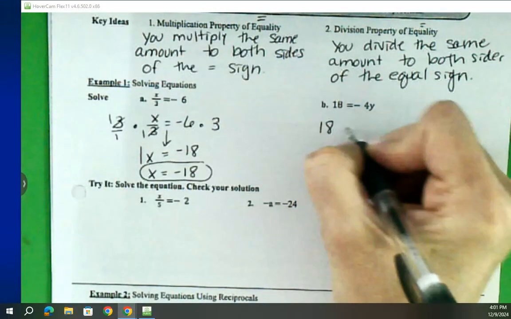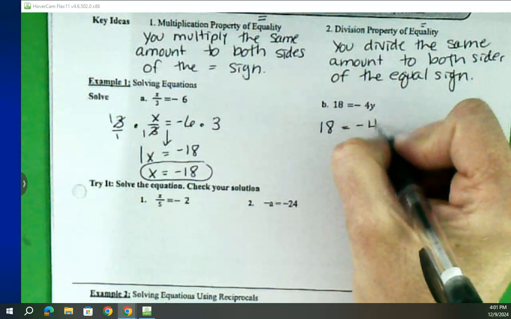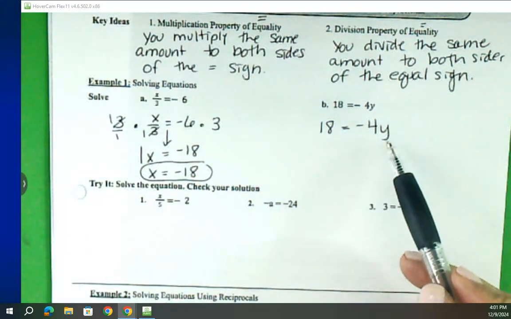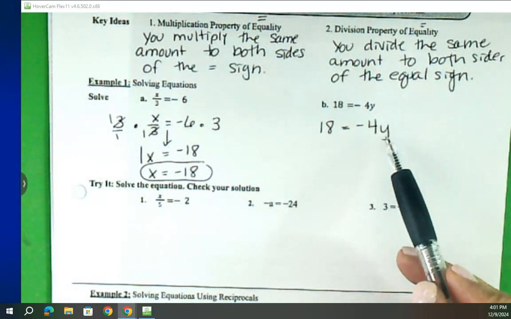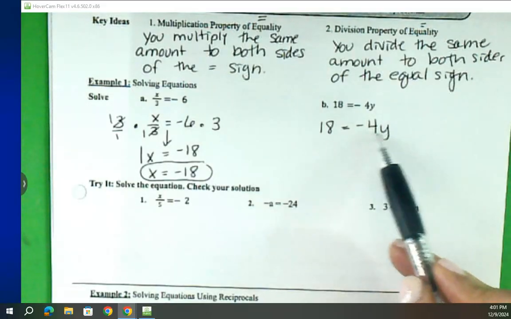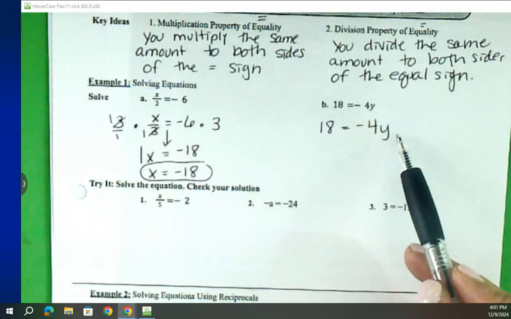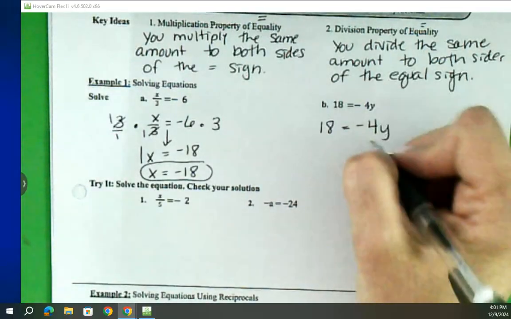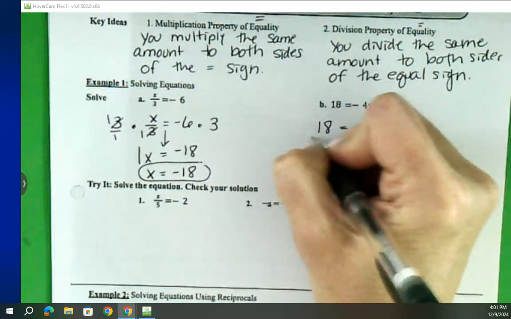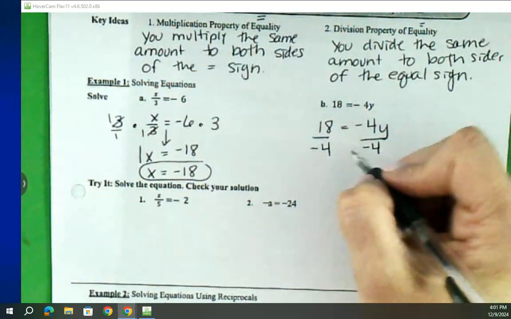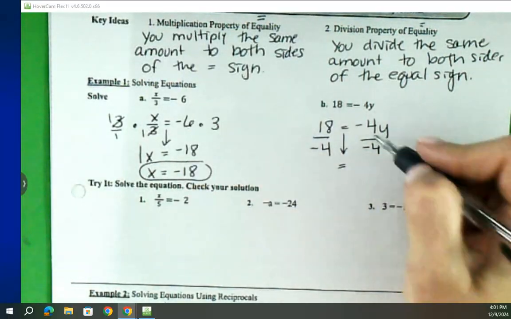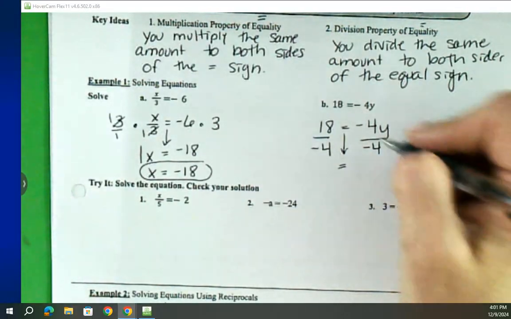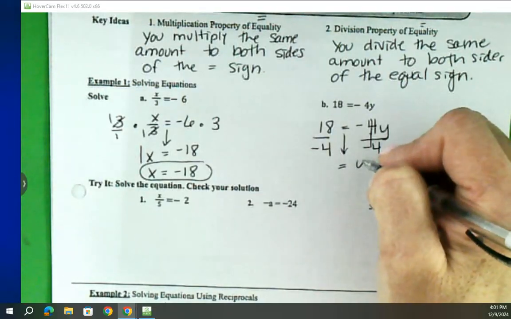So in this case, we have 18 equals negative 4y. We are looking at what's happening to y to undo it. If you have negative 4y, that means negative 4 times y. So the opposite of multiplying by negative 4 would be to divide it out. So we write that right underneath. So lining up our equal sign, negative 4 divided by negative 4 is 1, and 1 times y is y.